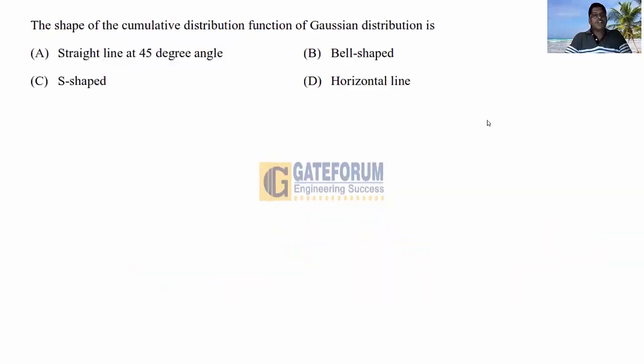The question is, the shape of the cumulative distribution function of a Gaussian distribution is: A. Straight line at 45 degrees angle, B. L-shaped, C. S-shaped, D. Horizontal line. Solution. This question is from engineering management, from the topic probability and statistics, subtopic distributions.